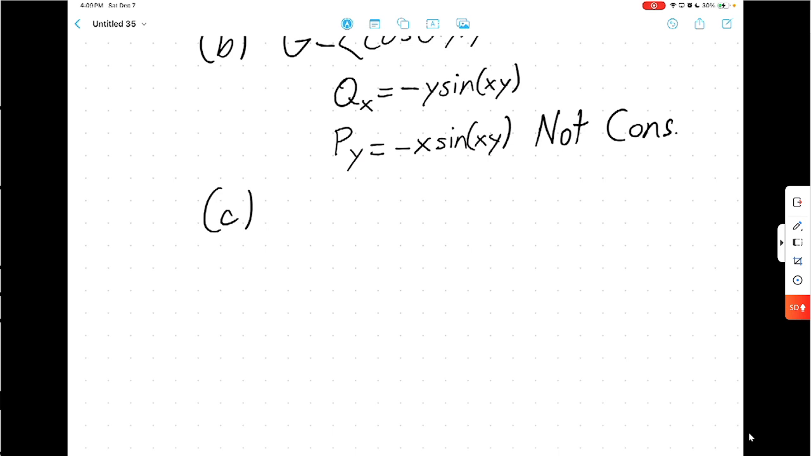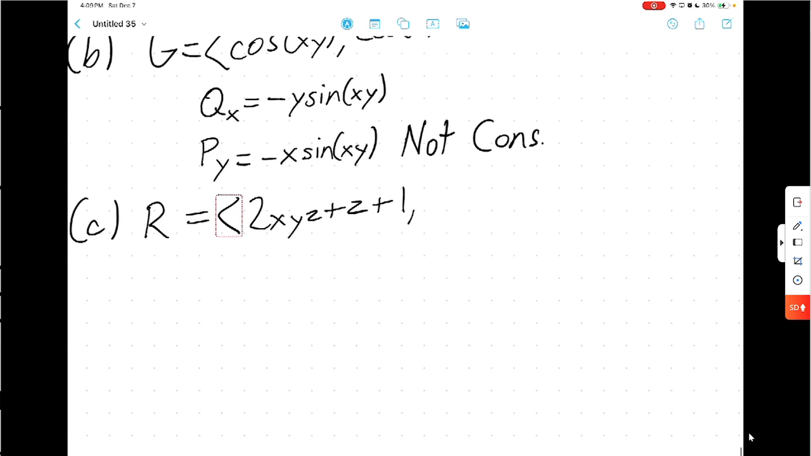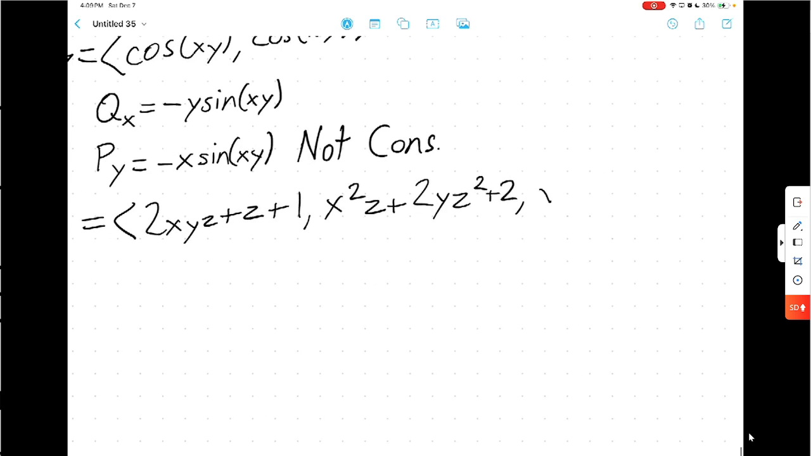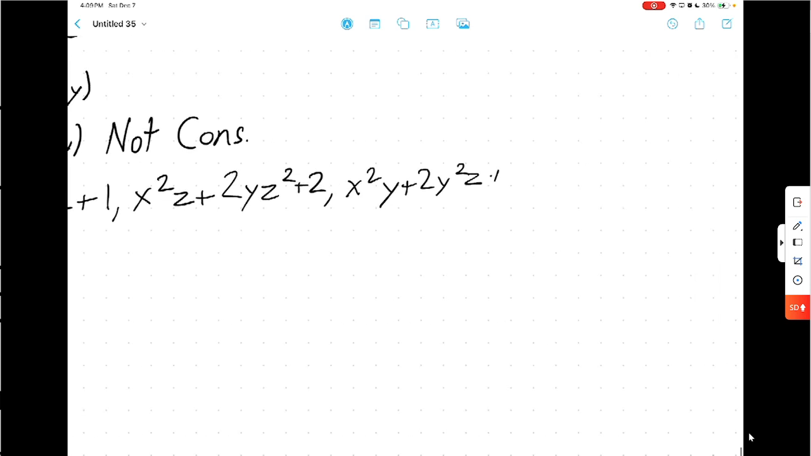C. This is going to be a long one. Plus 1, comma, x squared z plus 2yz squared plus 2 to x squared y plus 2y squared z plus x plus 2z plus 3.